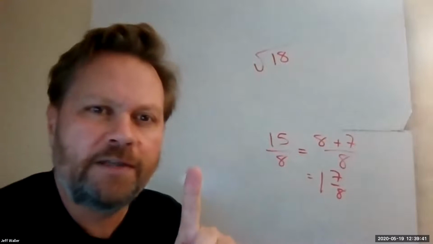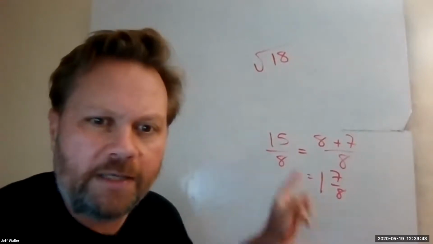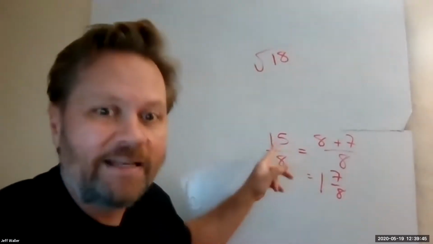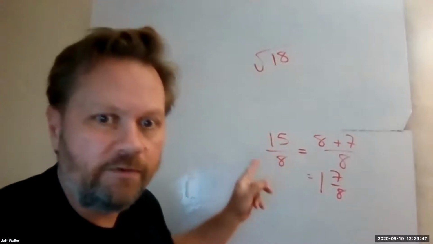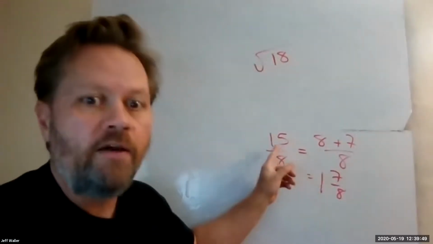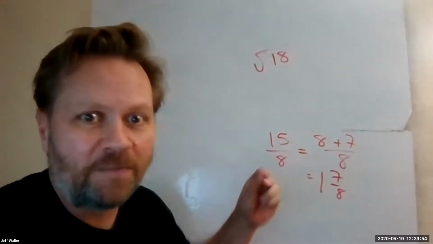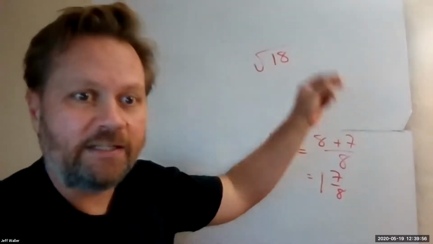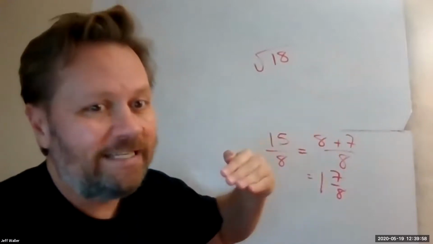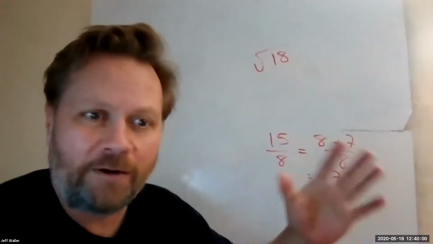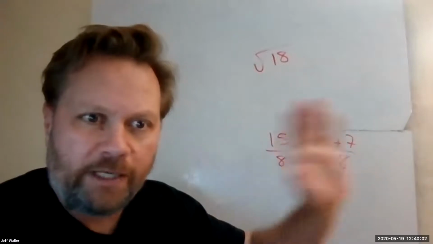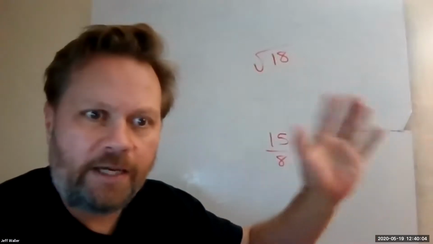Yes? 16 divided by 8 is 2. I don't know if some of you are looking at me like I'm crazy because it's not a 16. But since 16 divided by 8 is 2, 15 divided by 8 is just under 2. Since the square root of 16 is 4, the square root of 18 is just a little more than 4. How's everybody doing? It's the same idea of estimation.